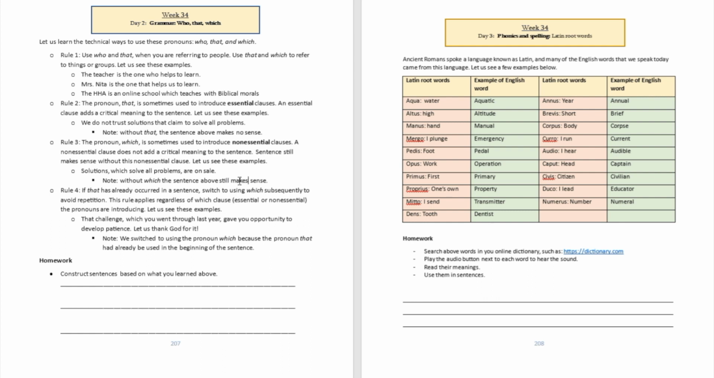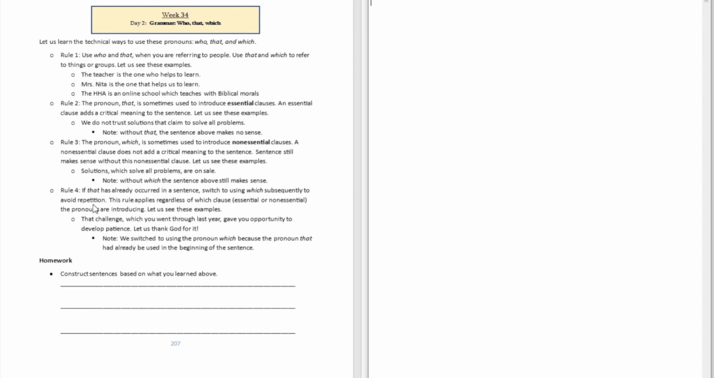All right. Rule number 4: if that has already occurred in a sentence, switch to using which subsequently to avoid repetition. This rule applies regardless of which clause, essential or non-essential, the pronouns are introducing. So for example: that challenge which you went through last year gave you opportunity to develop patience. Let us thank God for it.